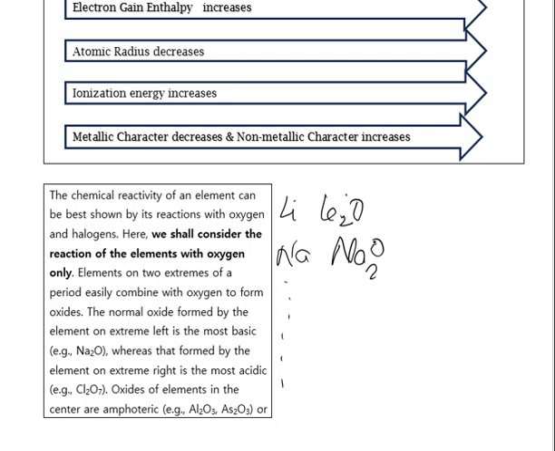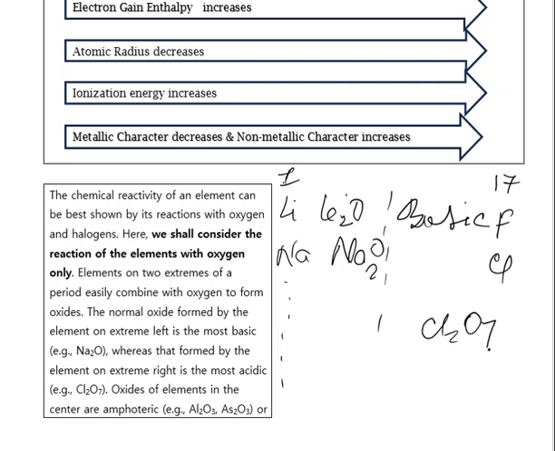In all these oxides, the nature of the compound is ionic. All these compounds are ionic in nature, and these are also basic in nature. Whereas when we consider the elements of the 17th group, that is fluorine, chlorine, then we will find the compound Cl2O7. Cl2O7 is acidic in nature.